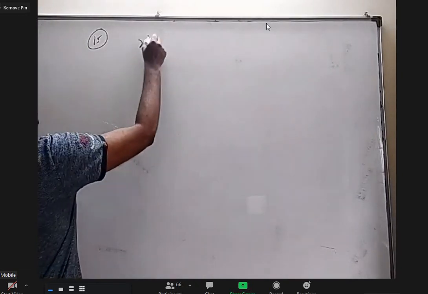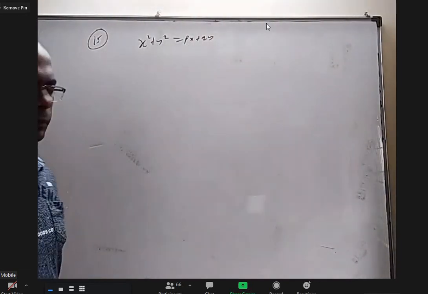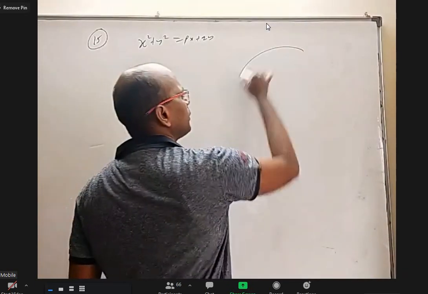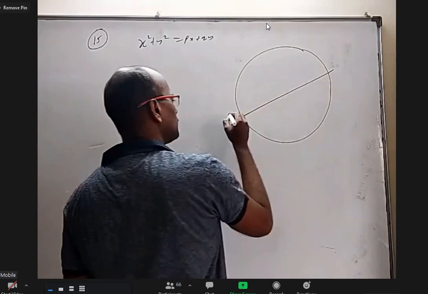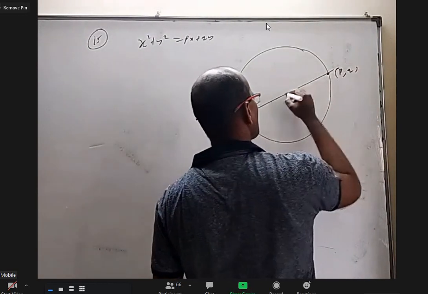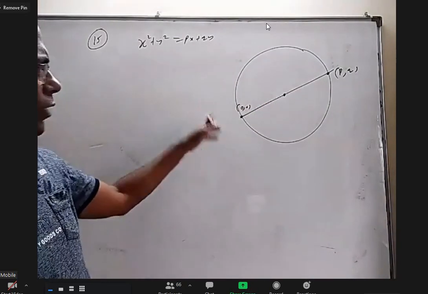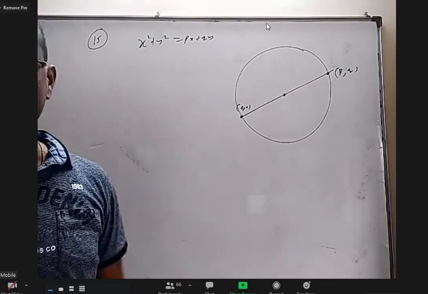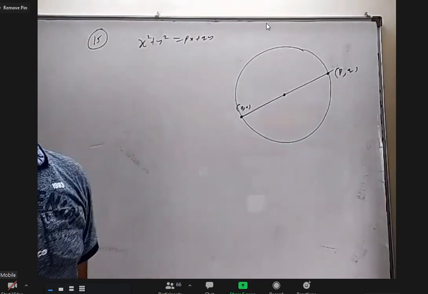Let me explain the question to you. x square plus y square equal to px plus qy. It is a circle, basically a circle with (0, 0) and (p, q) as the ends of a diameter: (x minus 0)(x minus p) plus (y minus 0)(y minus q). (p, q) is a point on the circle, and (0, 0) is a point on the circle.